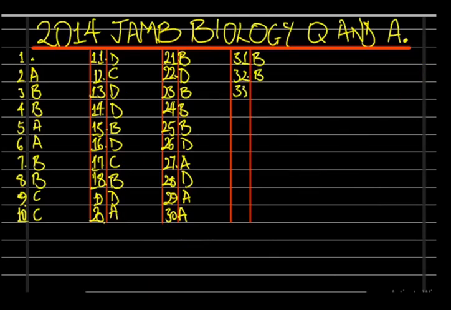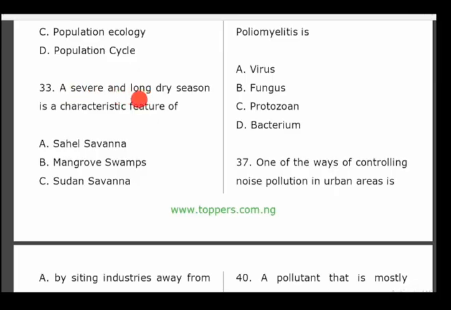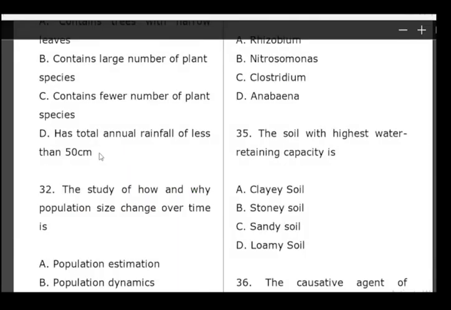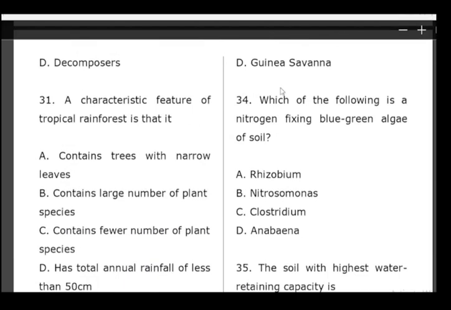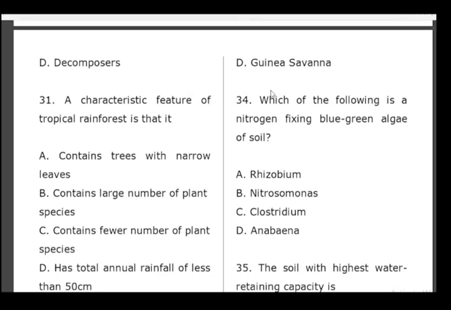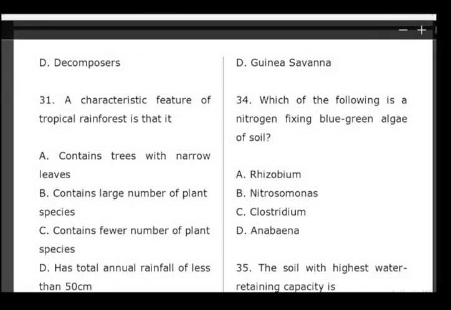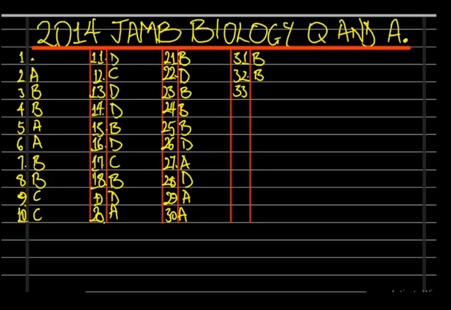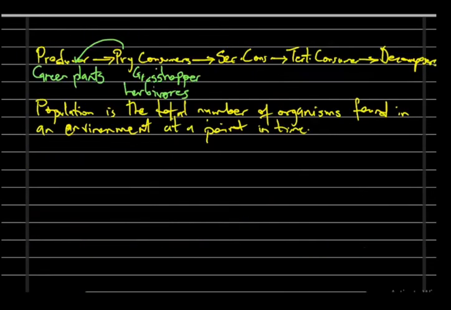Then we move to question 33. A severe and long dry season is a characteristic feature of A. Sahel savanna, B. Mangrove swamp, C. Sudan savanna, D. Guinea savanna. We can have all of this in this environment. Now, let me show us what the environments look like, ranging from temperate environment, an averagely hot environment down south. So we are going to be picking it up from the desert environment, which is actually in the north.